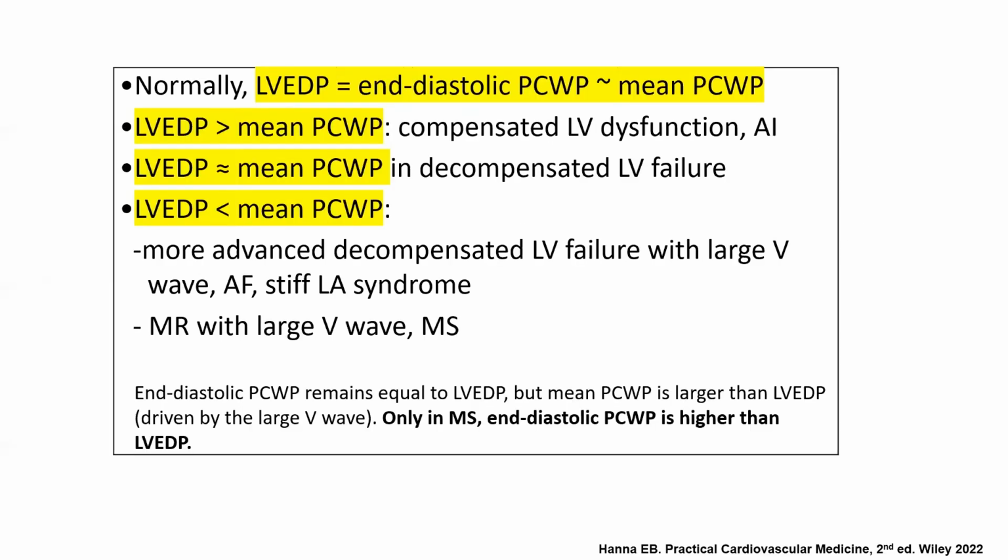This is a summary slide of all I've described regarding the relationship between LVEDP and wedge pressure. Normally, LVEDP is equal to end diastolic wedge pressure in almost all cases except mitral stenosis, and is often equal to mean wedge pressure. So the old dictum that LVEDP equals mean wedge pressure is often true, but there are way too many exceptions, as I described.